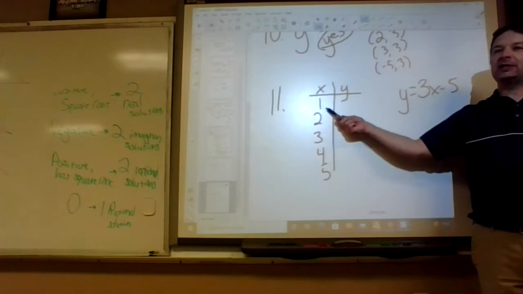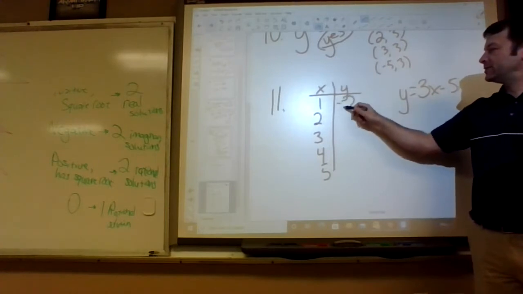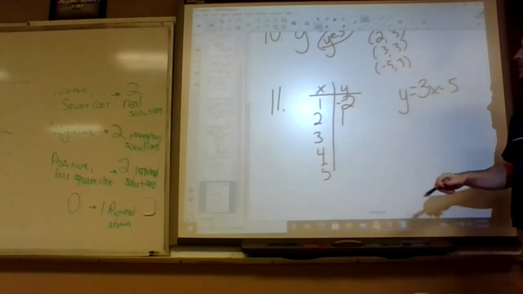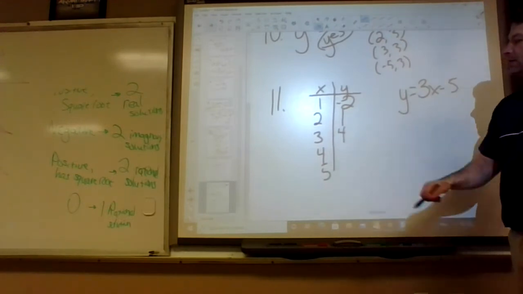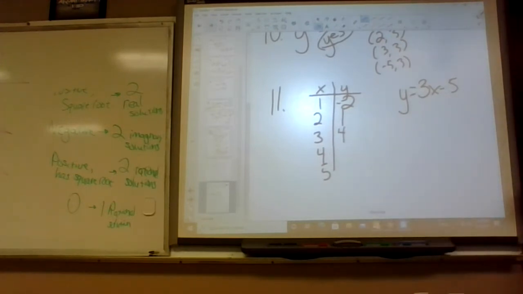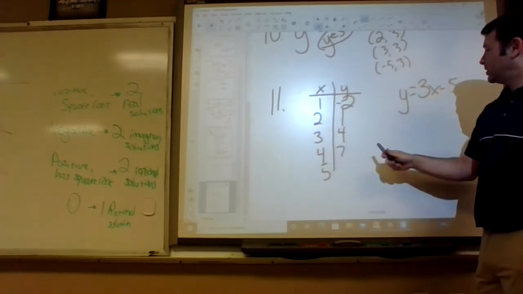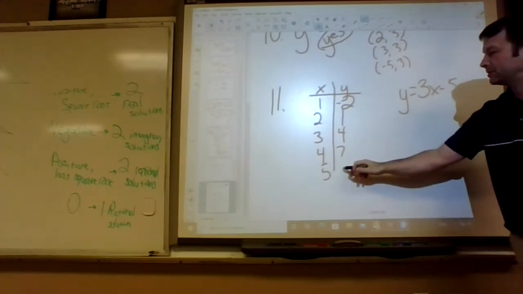Here we go. If x is 1, 3 times 1 minus 5 is negative 2. If x is 2, 2 times 3 is 6 minus 5 is 1. If x is 3, 3 times 3 is 9 minus 5. If x is 4, 3 times 4 minus 5. And 5 times 3 is 15 minus 5. Good.